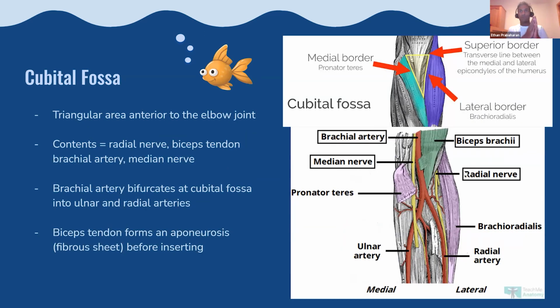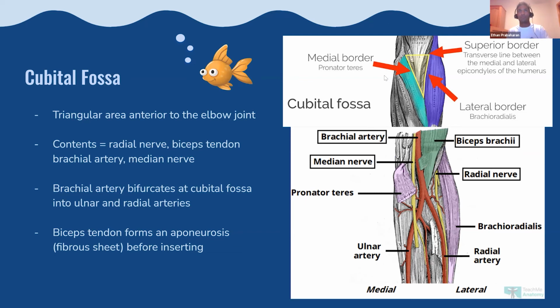Now, we've talked about bones and muscles. Now it's time to talk about important regions. And probably the most important region in your forearm is the cubital fossa. Now, this is a triangular area which lies anterior to your elbow joint. Its borders are a line between the epicondyles, which is sort of a hypothetical line, pronator teres medially, and laterally we have brachioradialis. Okay, and you can see a sort of triangle shape emerging between them.